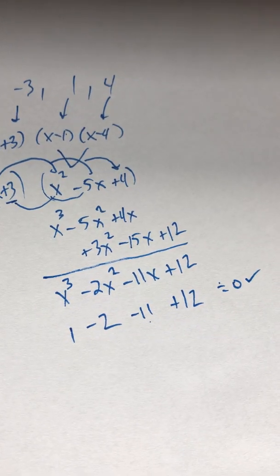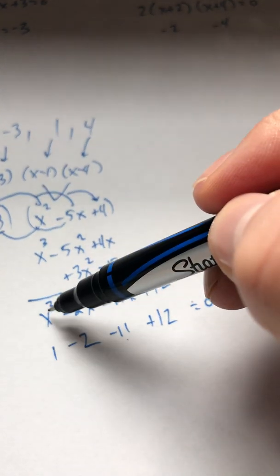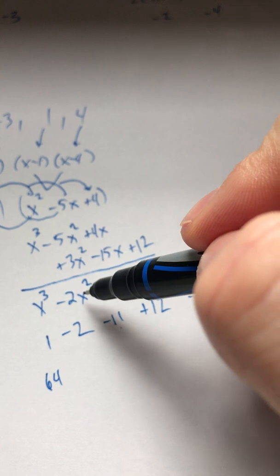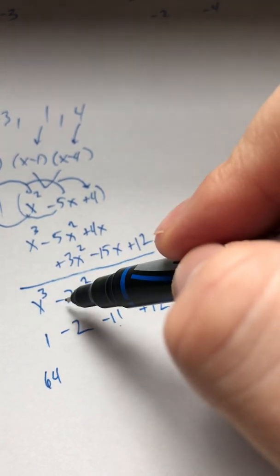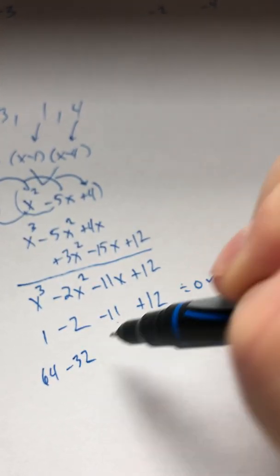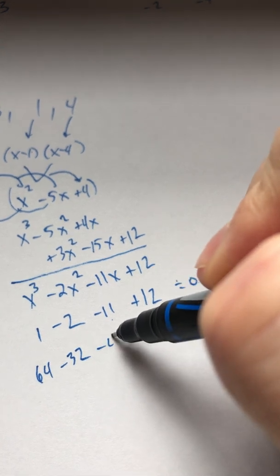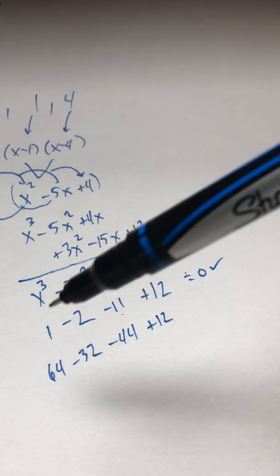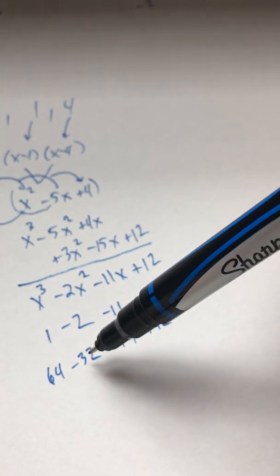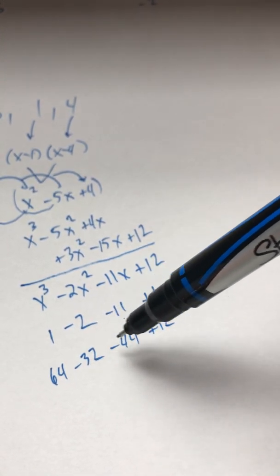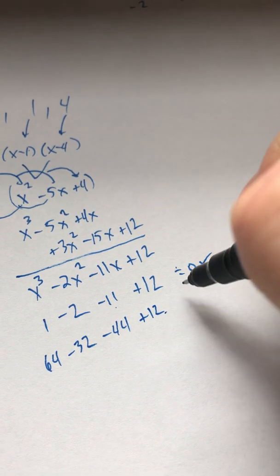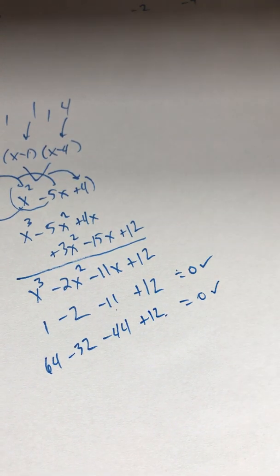If we plugged in 4 cubed, well, that's 64. 4 squared is 16 times the 2 would be 32. And then 44 and plus 12. And then same thing, 64 minus 32 is 32. 32 minus 44 is a negative 12. Negative 12 plus 12 does equal 0, so it does check out.